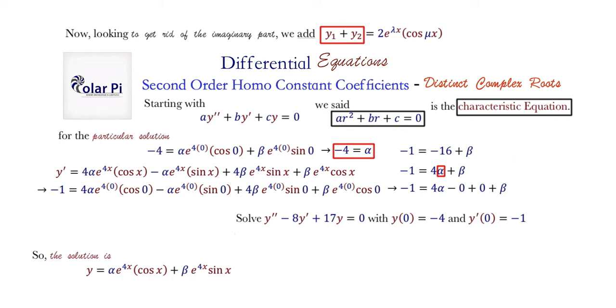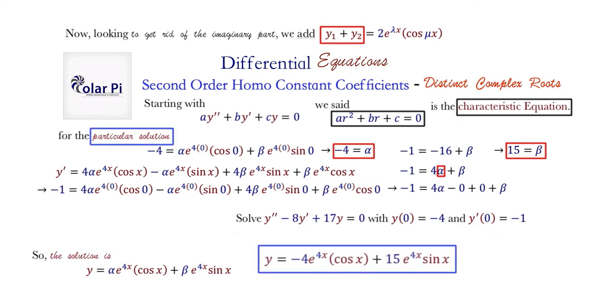And then that automatically means that beta is 15. And now that you've got alpha and beta handy, you can write the particular solution to this differential equation with these initial conditions, and that'd be this guy, right? Okay, cool. And so it's this easy to solve second order homogeneous constant coefficient linear differential equations when the characteristic quadratic has two distinct complex roots.